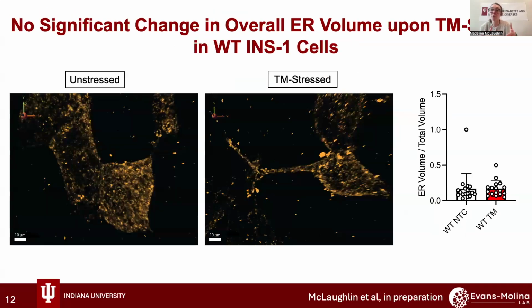So here we treated wild-type INS1 cells with either tunicamycin or left them untreated as a negative control, and we prepared the cells for expansion microscopy to look at ER volume or single molecule localization microscopy to look at ER tubule diameter. Upon expansion microscopy analysis, there were no significant changes in ER volume when we normalized to total volume between the unstressed and stressed cells.